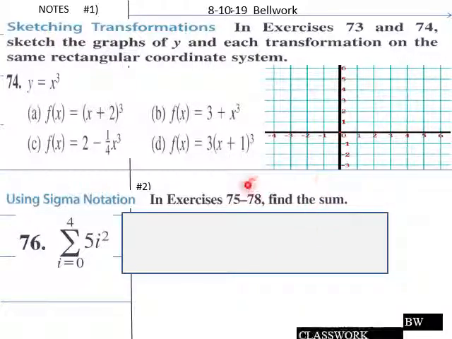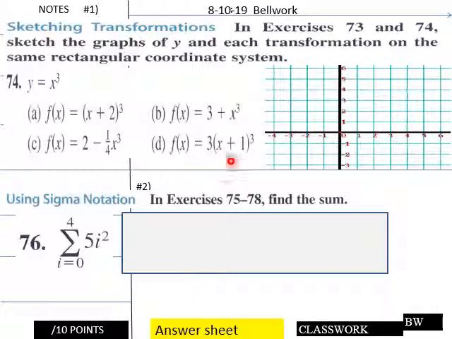And today's bell work, students and teachers. Sketch the graphs of y for here, 73, this is 74, and each transformation. These are your transformations, so graph this and graph these, sketch them over here. And on the same rectangular coordinate system, so sketch those here, and then down here, find the sum. And see you in 5 minutes, students and teachers.